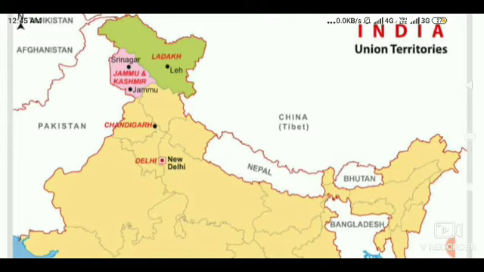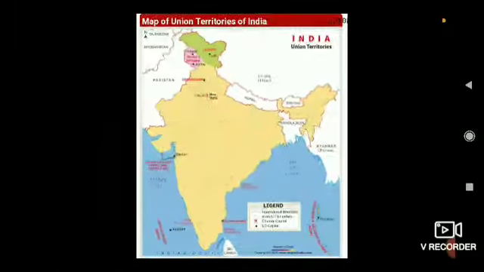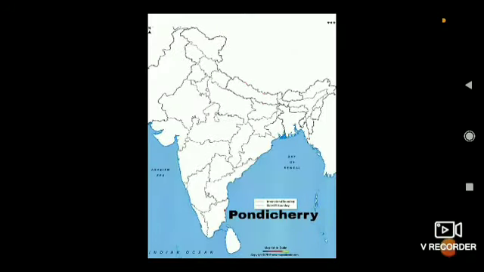So let's start marking it in our India political map. Get ready with your India political map. So you have to start writing the title, the elements of map. Yes or no? What are the elements of map? Title, compass rose, scale, and key or legend.